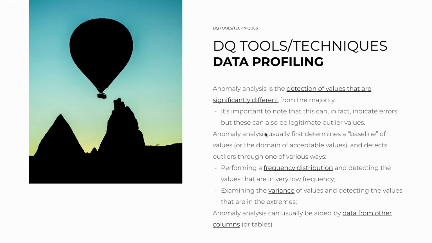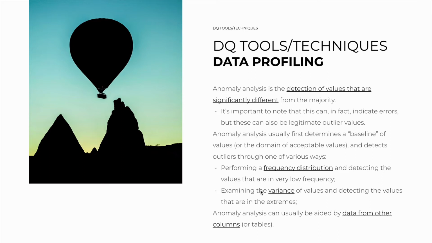Anomaly analysis usually starts by determining a baseline of the values, or the domains of acceptable values, and it detects outliers through one of multiple ways. The first is by performing a frequency distribution and detecting the values that are in very low frequency. The profiling tool literally tells you, for example, for a number, the value 10 shows up 90% of times, the number 11 shows up 5% of times, and so on. And when you have a specific value that only shows up 1% of times or 0.5 or whatever the percentage should be, you know that it's very rare for that value to appear. So it's an outlier by definition.